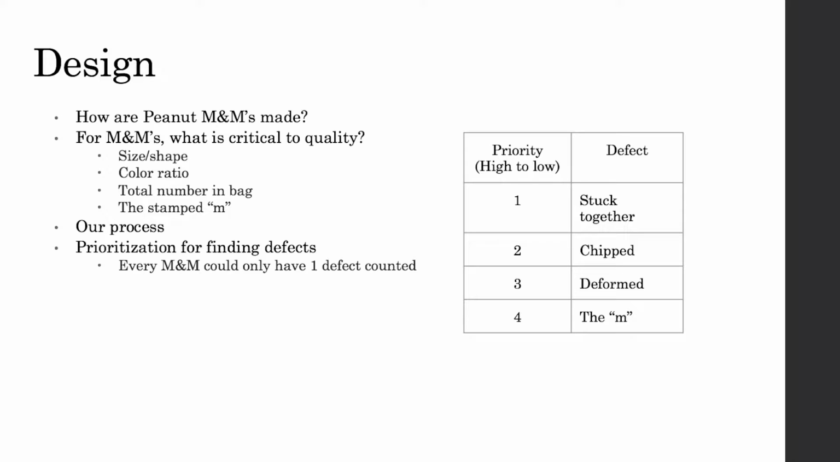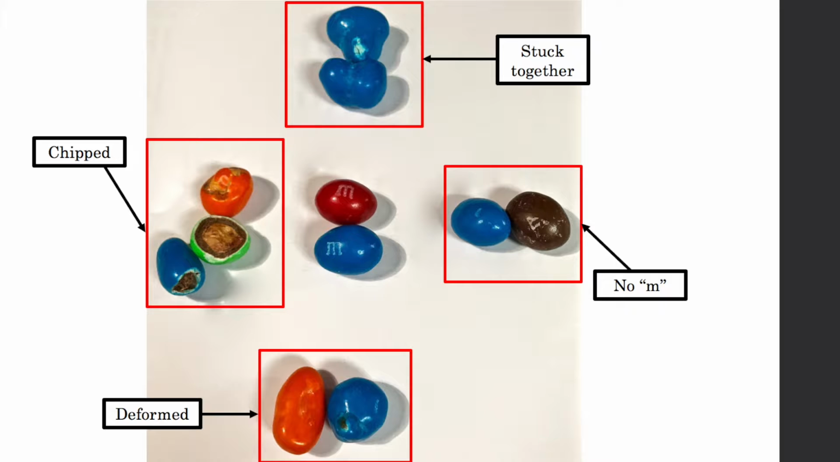In order to account for M&Ms that have more than one defect, we assigned priority to the defects. Stuck together M&Ms take the highest priority, then chipped M&Ms and deformed M&Ms, and lastly, an incorrectly stamped M. In the center is what we consider to be the perfect M&M. On the top was our stuck together M&Ms. On the right was the no M or a messed up M. The bottom is what we consider to be a deformed M&M, and on the side is a chipped M&M.